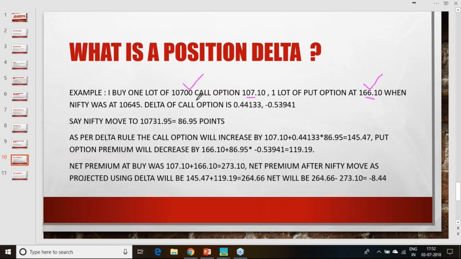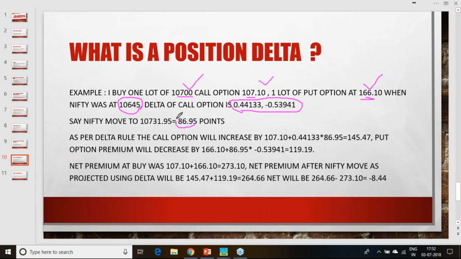Suppose I have taken the same 10,700 call option and put option, each one lot. Once again I repeat, I will go with your assumption. I am buying a call option and put option of 10,700 at market opening at 107 rupees 10 paisa and 166 rupees 10 paisa. Nifty opened at 10,645. Delta, as you have already calculated, is 0.44133 and 0.53941.